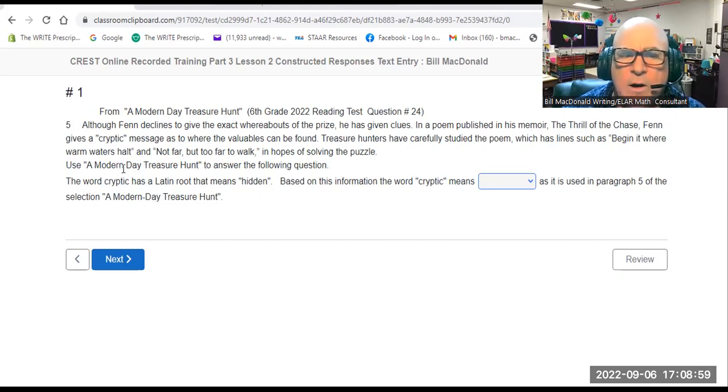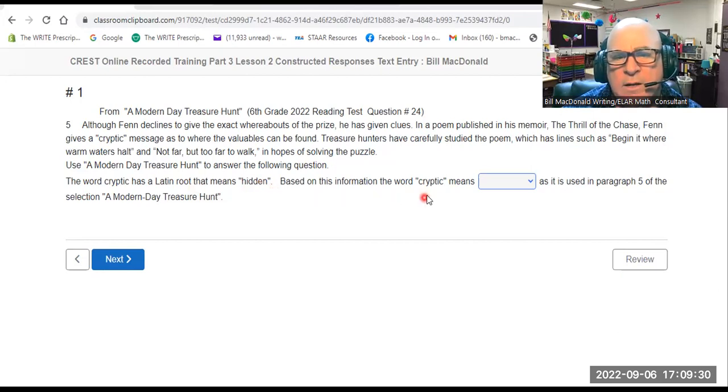Use a modern day treasure hunt to answer the following question. Since I'm now on the online version, I'll use my annotations. The word cryptic has a Latin root that means hidden. So what they decided to do for your students was to give them a clue about what the word means, and you have to keep that in mind when you're picking your choice based on the information.